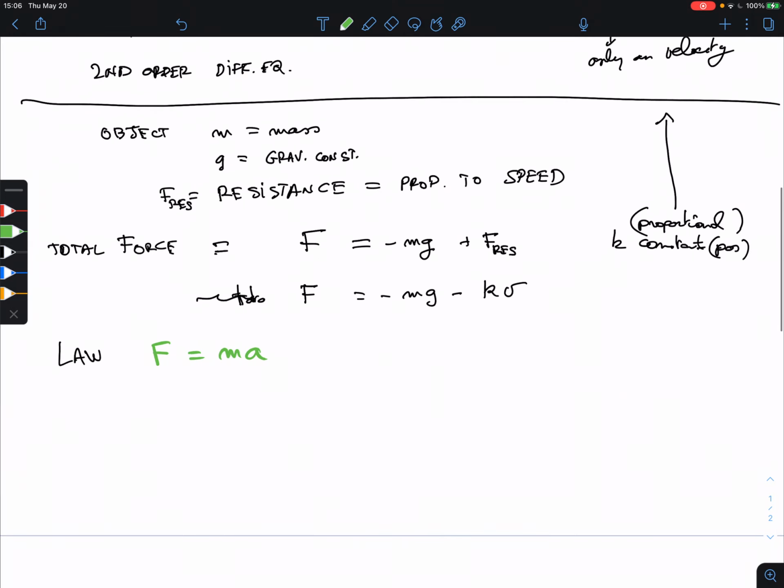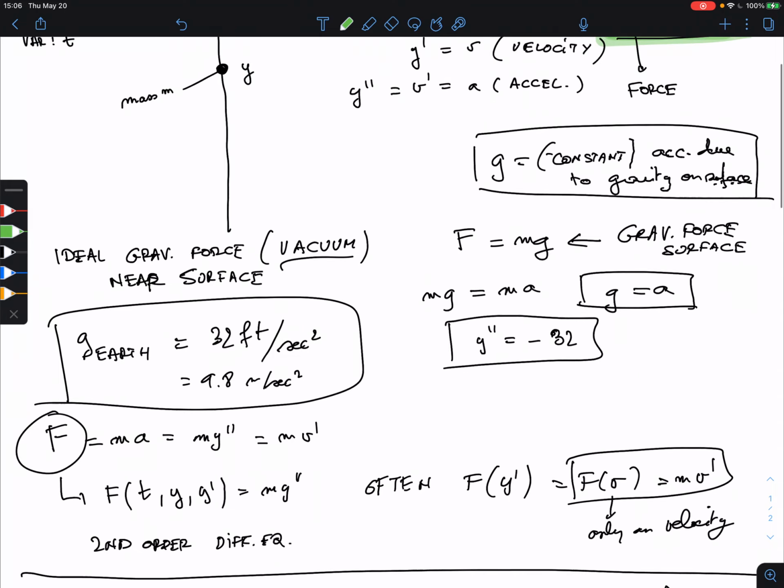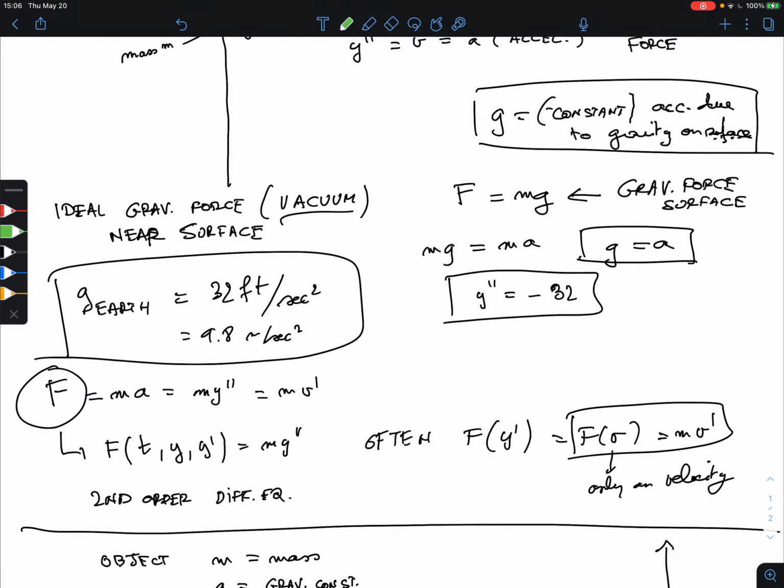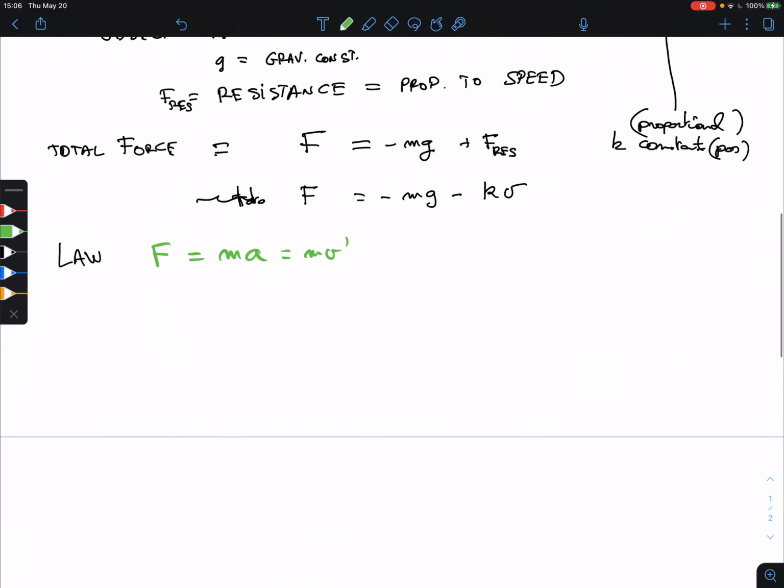But we know that a is actually the derivative of v, and I already mentioned that very often, although in principle we will have a second order differential equation, we can think of it as a differential equation involving only velocity. And this is now the case, right? Because I just said that the resistance depends only on velocity, and gravitation is just constant, it doesn't depend on anything. So this is actually only depending on velocity.